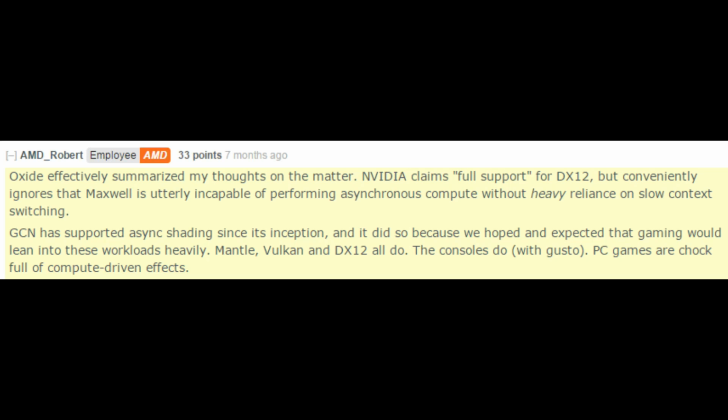Soon after the Ashes of the Singularity benchmark numbers were known, AMD's Robert Hallock, who is their technical marketing guy, made this comment on Reddit, saying that Nvidia claims full support for DX12, but conveniently ignores that Maxwell is utterly incapable of performing asynchronous compute without heavy reliance on slow context switching. Now, the job for marketing guys is to make their own company look good and other companies look bad. However, this does seem to line up with what we were seeing in Ashes of the Singularity.